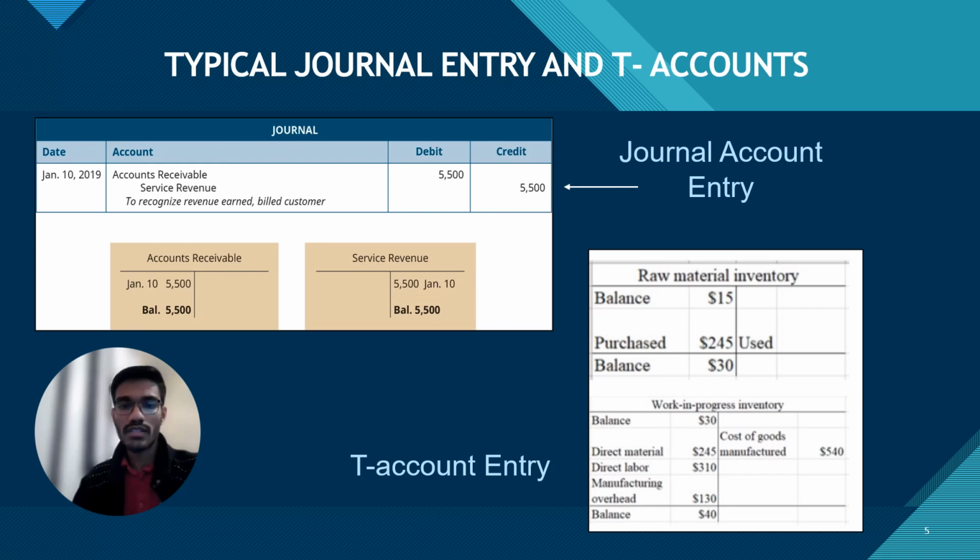For example, take raw material inventory. The balance is $15, the purchase is $245 and it is used. So the balance is now $30. If it is work in progress inventory, then we see all the direct labor charges, manufacturing overhead, direct material and all, and the leftover balance is $40. So this is how the entry is made. So this is the sample.